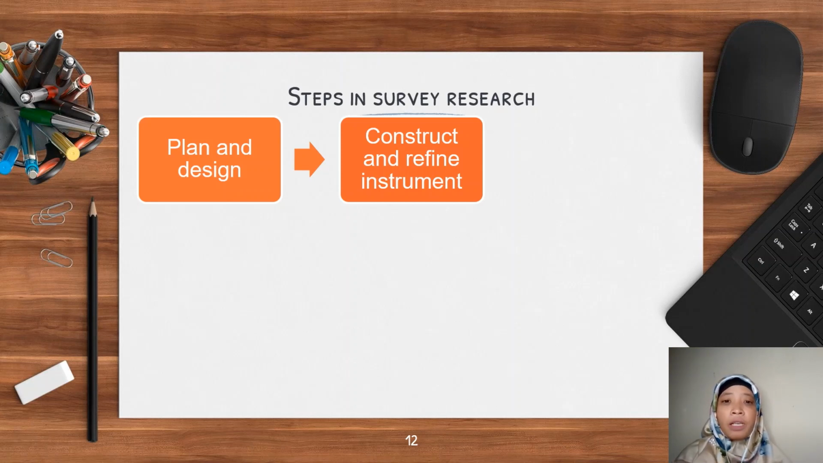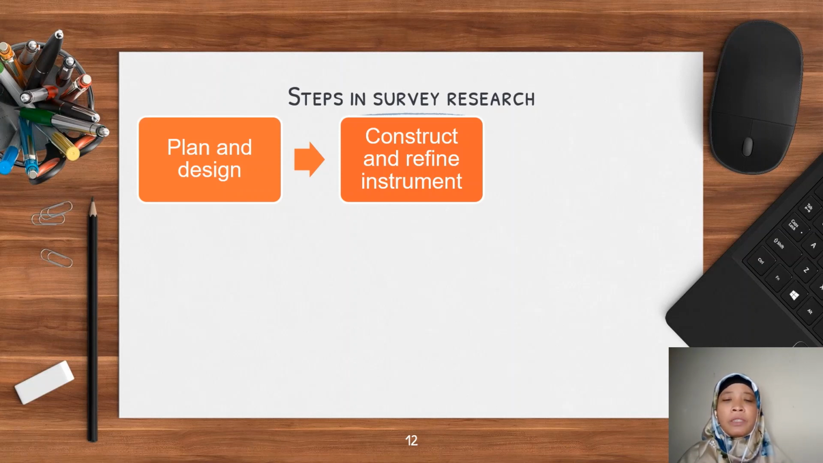And you have to construct and refine the instruments. Yeah, you have to construct the questionnaires. Even when you already have questionnaires from previous research, maybe you will have to do an adaptation, maybe from a different language to our language. Or you might need to refine the instruments or the measures based on the context.